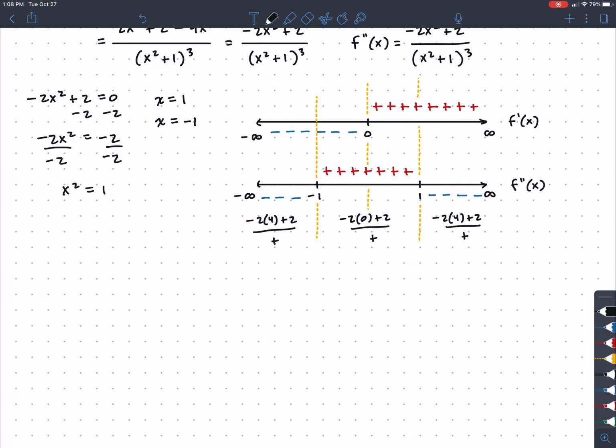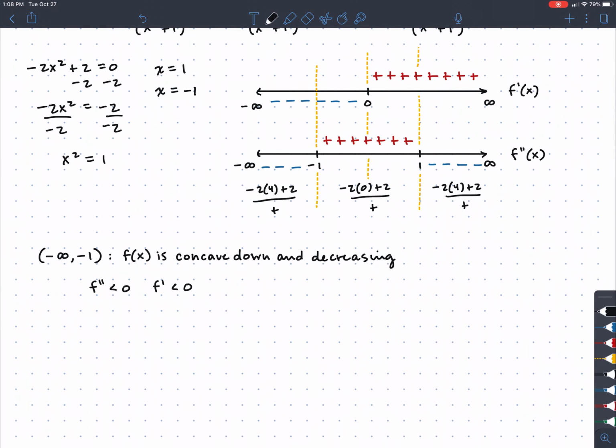So from negative infinity to negative 1, f of x is concave down and decreasing. Concave down and decreasing, and that is because the second derivative is less than 0, and the derivative is less than 0.